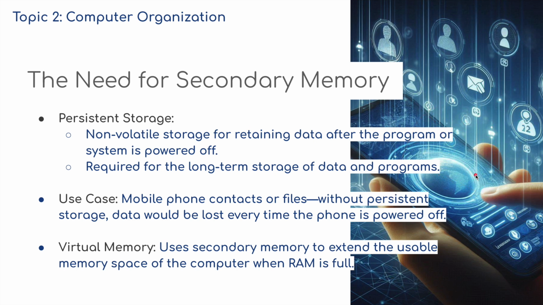You can see the mobile phone and it's about to go off, and all the contacts, all the files, everything has been sort of vanishing into the ether. It's disappearing. This would be the case if we didn't have non-volatile memory, persistent storage, some kind of hard disk on the mobile phone. So contacts and files, as I just said, without persistent storage, data would be lost every time the phone is turned off. Can you imagine every time you turn your phone off and then turn it back on again, you have to put in all the contacts.